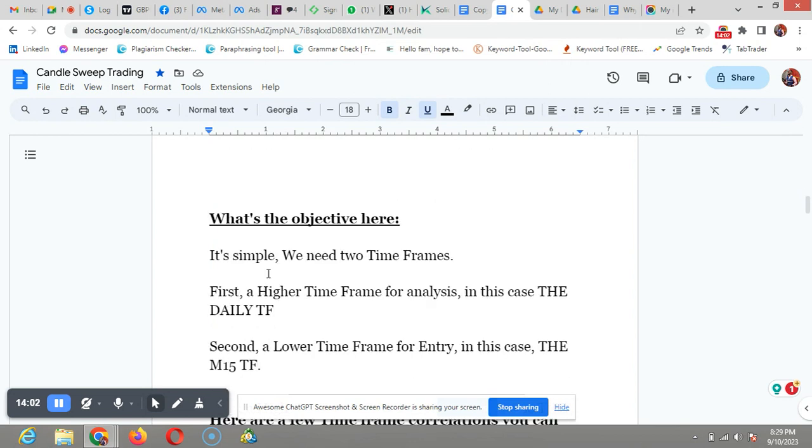So what is the objective here? What is our goal? It's simple. We need two time frames. First, we need a higher time frame for analysis. And like I told you earlier, a candle sweep can happen in any time frame at all. It can happen in 1 minute, 5 minutes, 10 minutes, 15 minutes, 30 minutes, 45 minutes, 1 hour, 4 hour, daily, weekly, monthly, yearly.